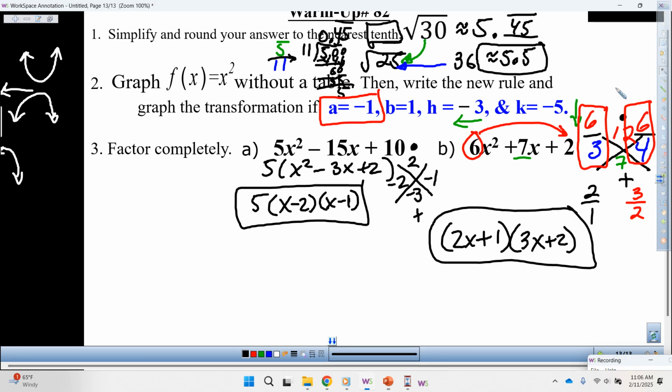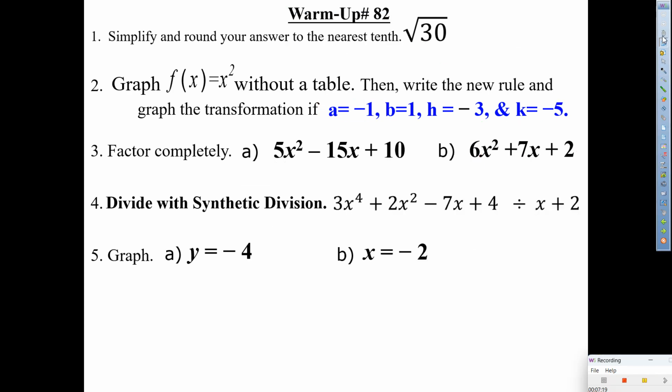What method was that? This is called the Escalante method. You guys remember that? Shortcut? Yes? Okay, good. Let's go to number 4.